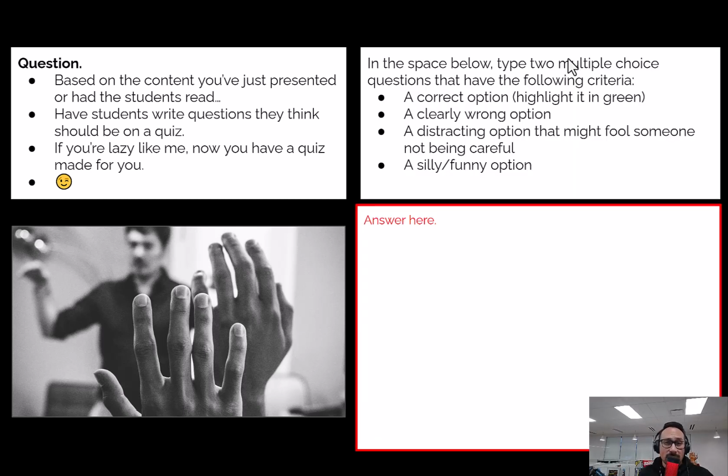So one way that this can work is have students write a multiple choice question with a correct option, a clearly wrong option, a distracting option that might fool someone who might not be paying too much attention, and a silly, funny option. This will show you if the students know the content.